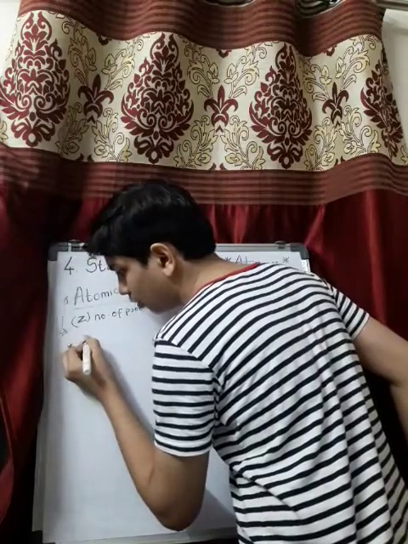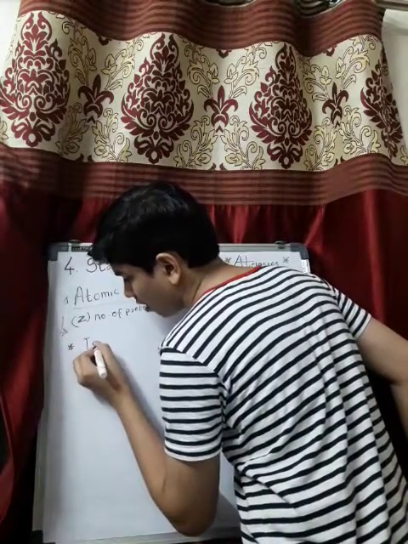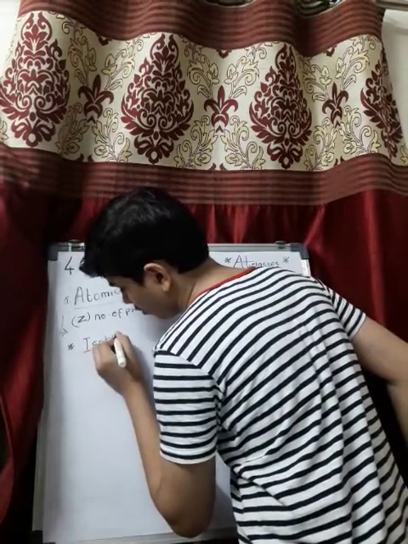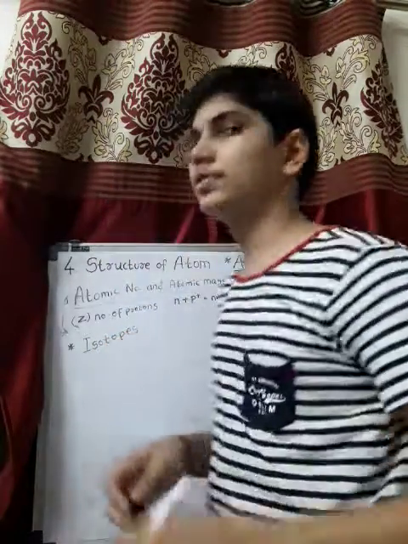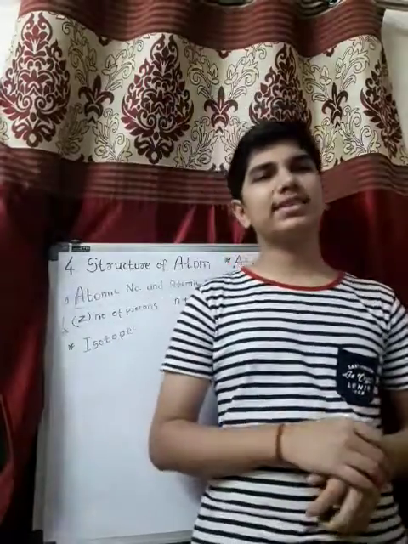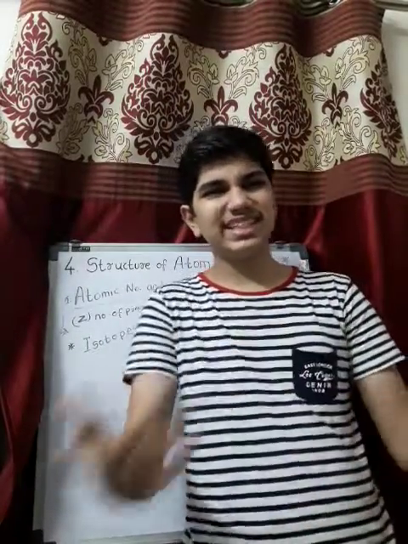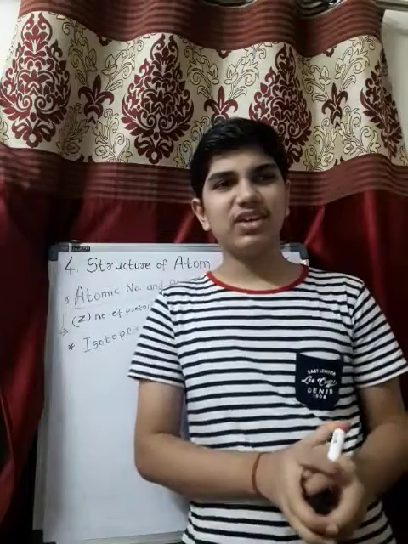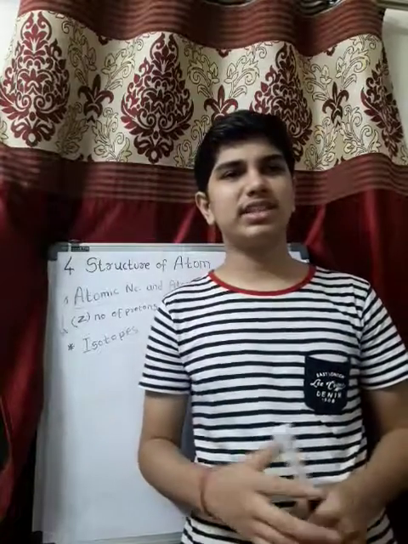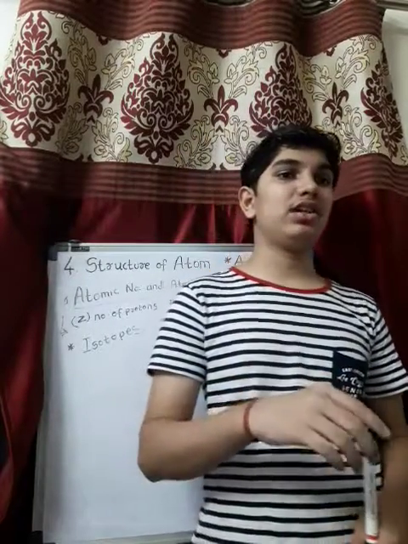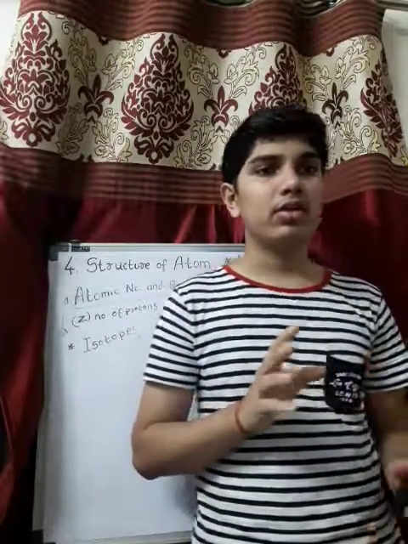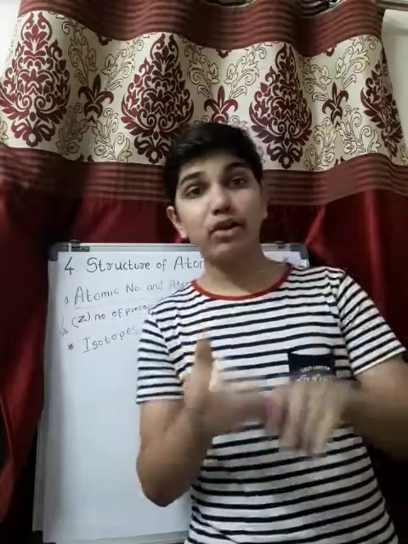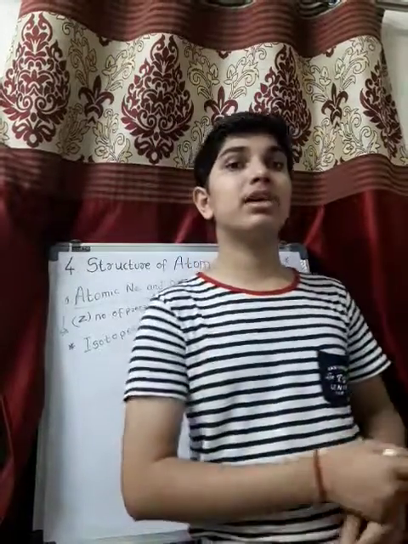Now let's move on to isotopes. This is also a very interesting topic. These are all easy topics, you can learn them very fast. Now, in nature, a number of atoms of some elements have been identified which have the same atomic number but different atomic mass.